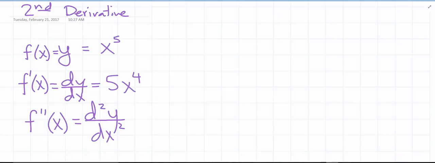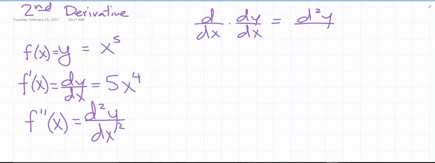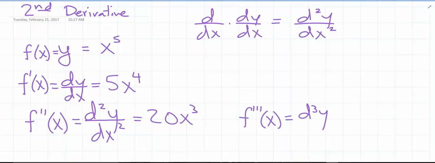And the reasoning behind that is we're saying, okay, I want the derivative of a derivative. And it's kind of intuitive that it would look like d squared y, right? And on the bottom, just dx squared like that. So that's why we have this notation. But this would be 20x cubed. And then we could say, well, I want the third derivative. So that would be d with a little 3, look like that. And that would be 60x squared.